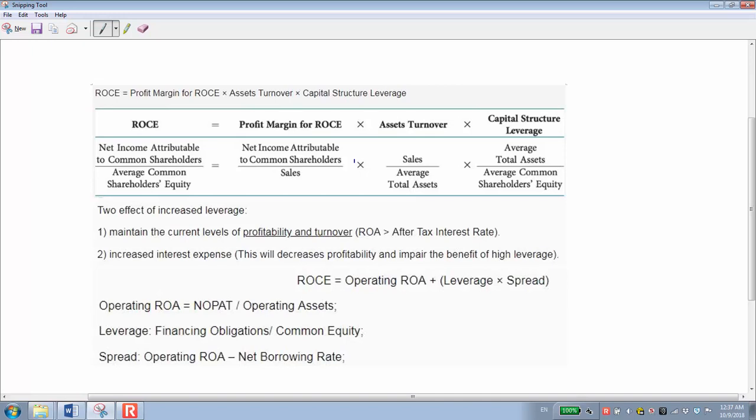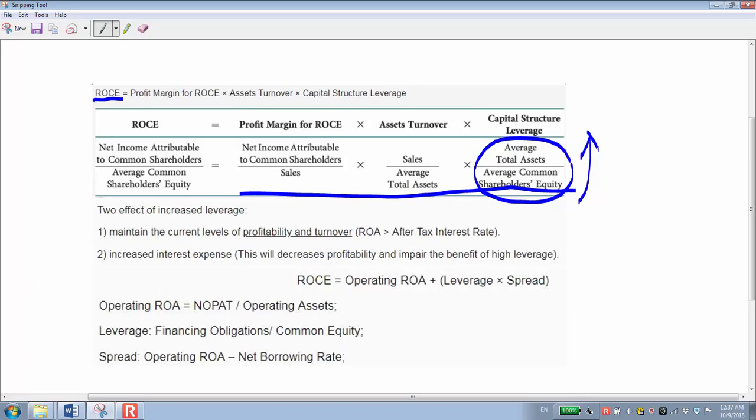Actually, we can link financial flexibility with the ratio we learned in Chapter 4, Return on Common Equity. We disaggregate return on common equity into 3 financial ratios. And we learned from this financial ratio that common shareholders can be better off from increasing leverage. That means an increase in the debt financing.